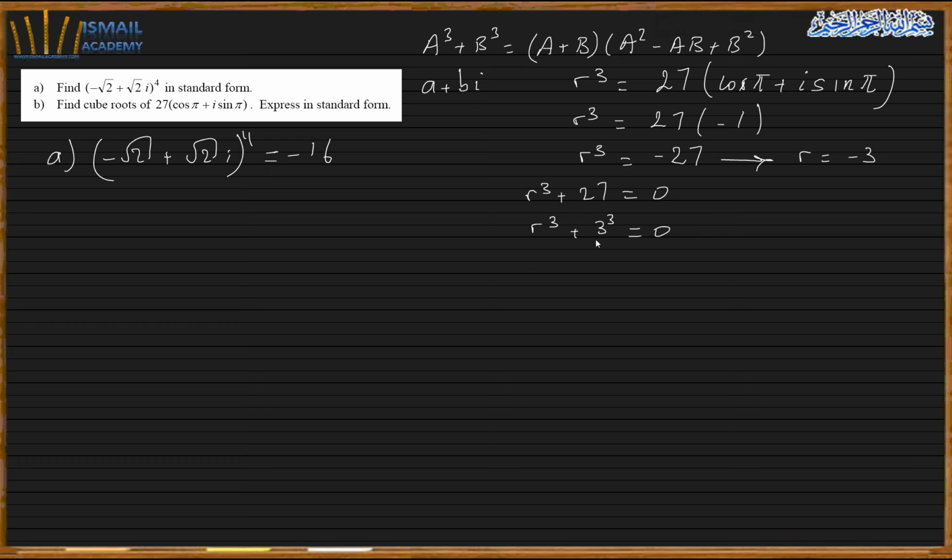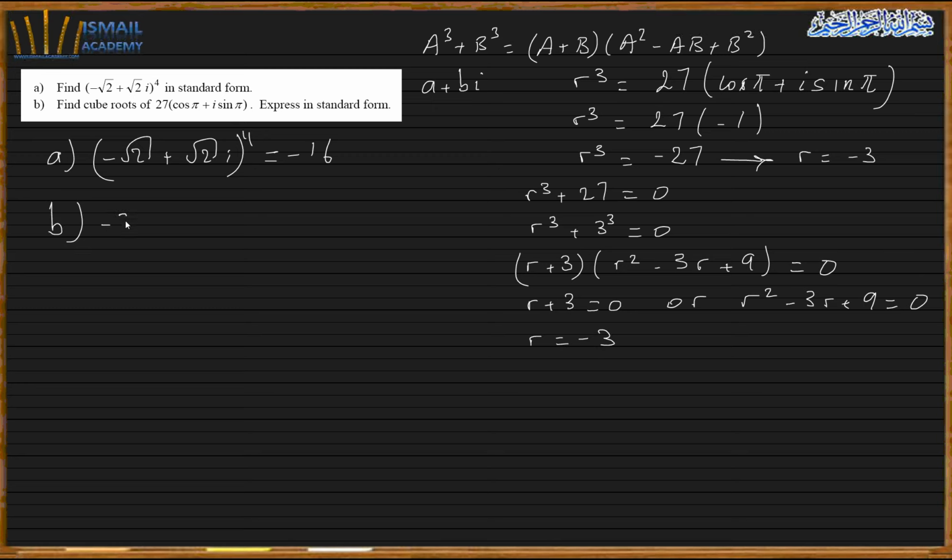So this is my a, this is my b, so it's going to be r plus 3 times r squared minus 3r plus 3 squared, which is 9, equals 0. Now the product of two numbers is 0 if one of them is 0, so I'm going to make the first one equal 0 or the second one equal 0. So the first one is linear, so it's easy to get. So r is minus 3, so I just minus 3 both sides. So my first root is minus 3.